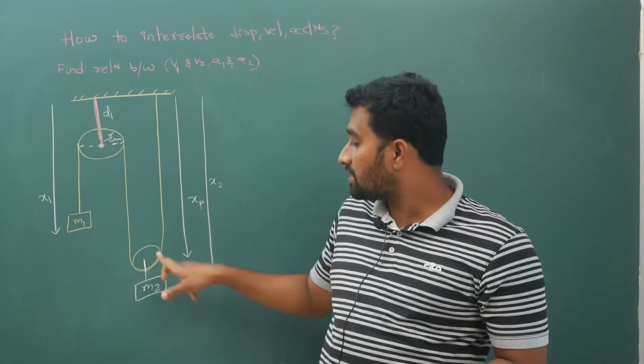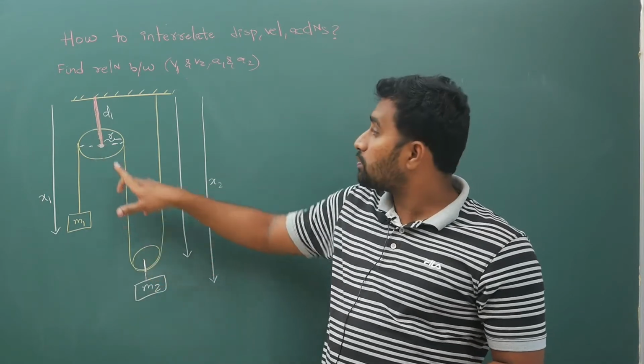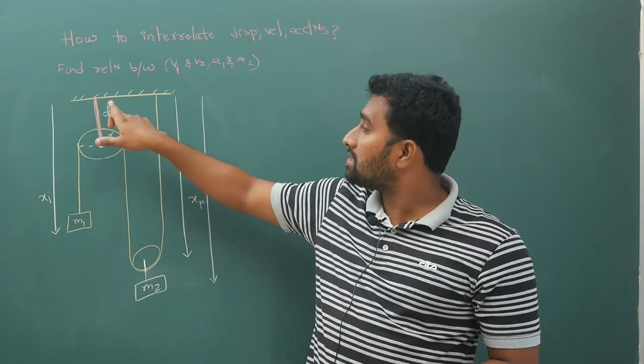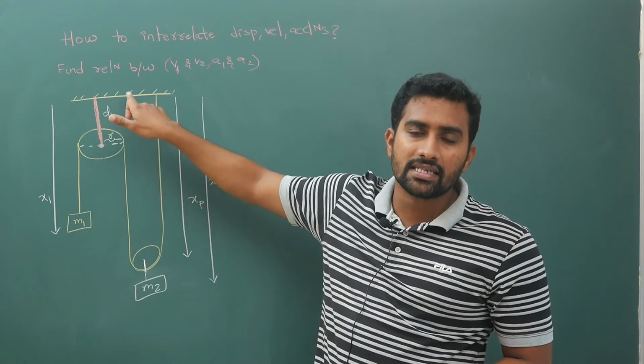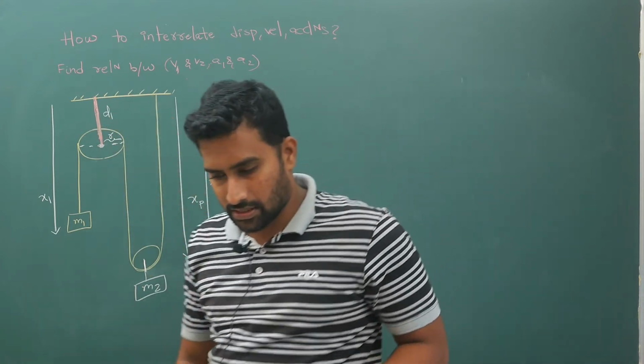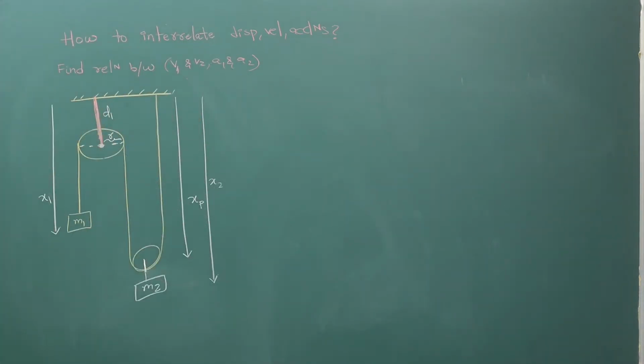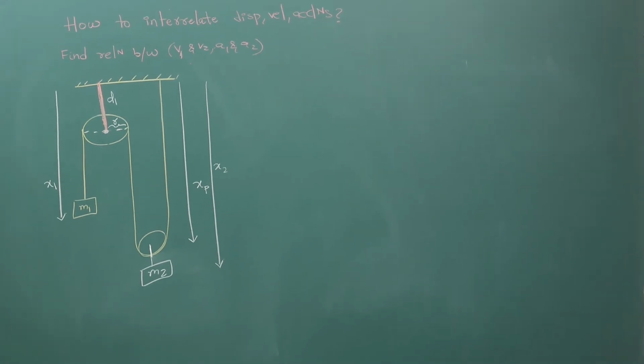What is the difference between this pulley and this pulley? For this pulley, this length will remain constant because this is a fixed surface. This shading indicates that it is fixed to the surface. Alright, hope you are understanding what I am explaining and there are no doubts.